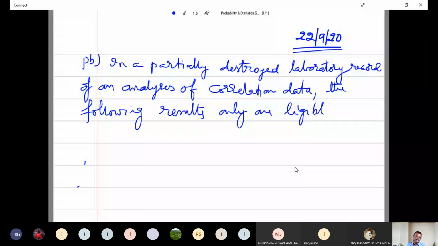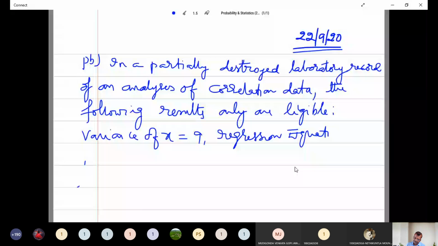Now, variance of x is equal to 9. And the regression equations are 8x minus 10y plus 66 is equal to 0, comma 40x minus 18y is equal to 214.